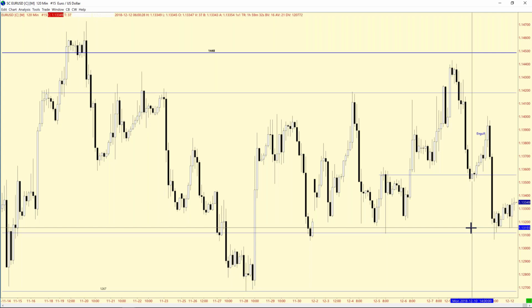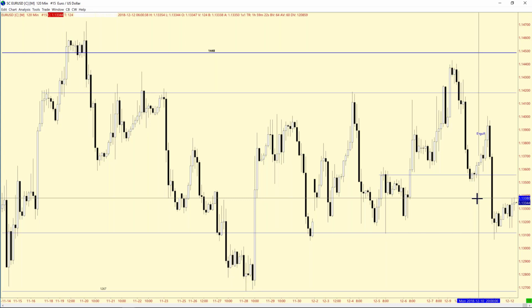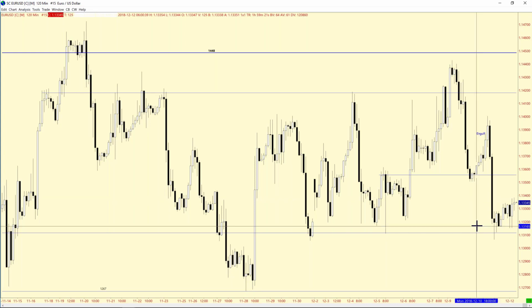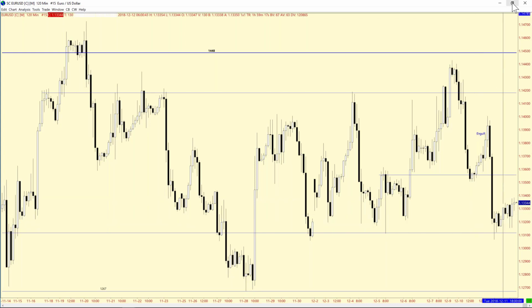You can see here, for about the last 4.5 hours, we've traded in a 21 pip range or 22 pip range for the last 4 hours. So it is very, very quiet.